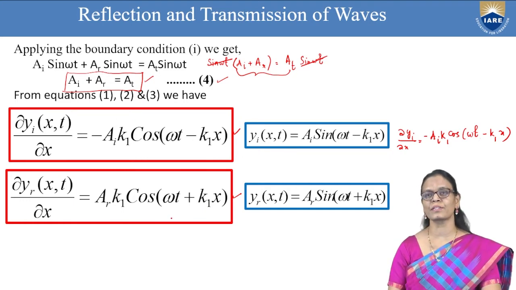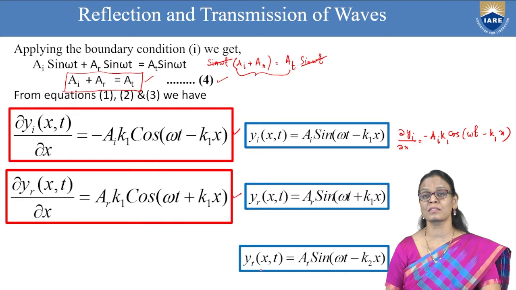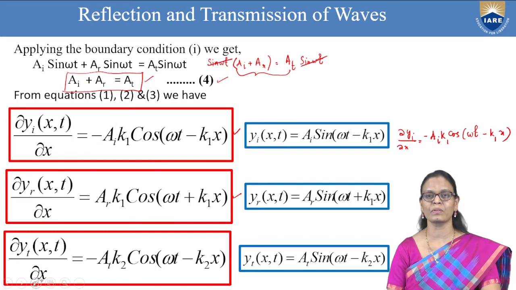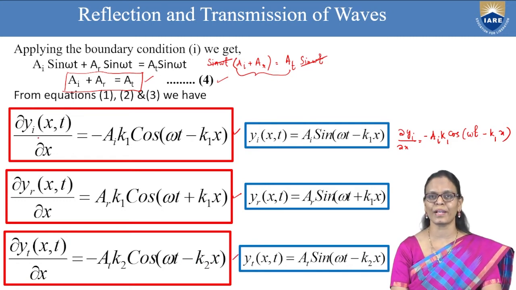Now what is our equation 3? For the transmitted wave, yt(x,t) is equal to At sin(ωt − k2x). So the partial derivative ∂yt/∂x will be minus At k2 cos(ωt − k2x). So that is how we are finding ∂yi/∂x, ∂yr/∂x and ∂yt/∂x for all the three waves, the incident, the reflected and the transmitted waves.